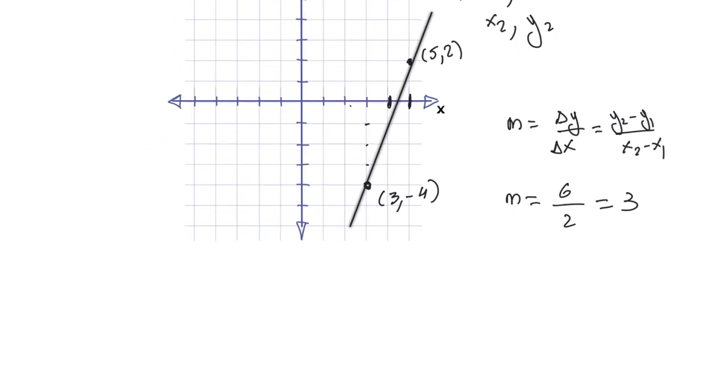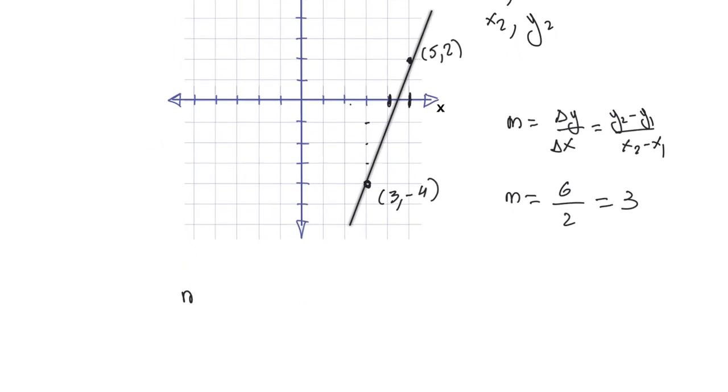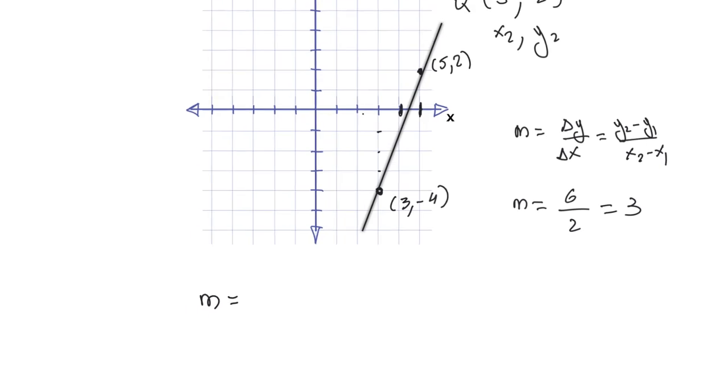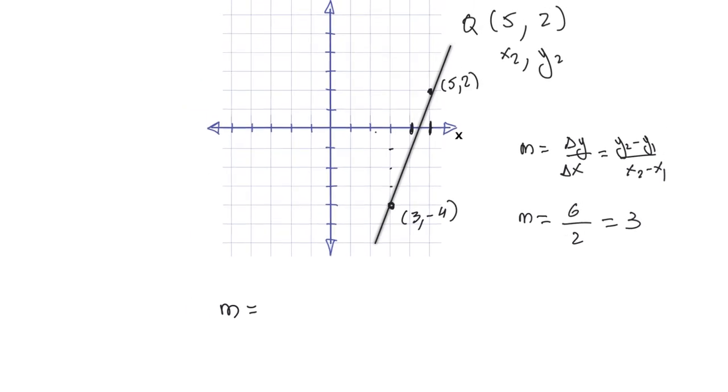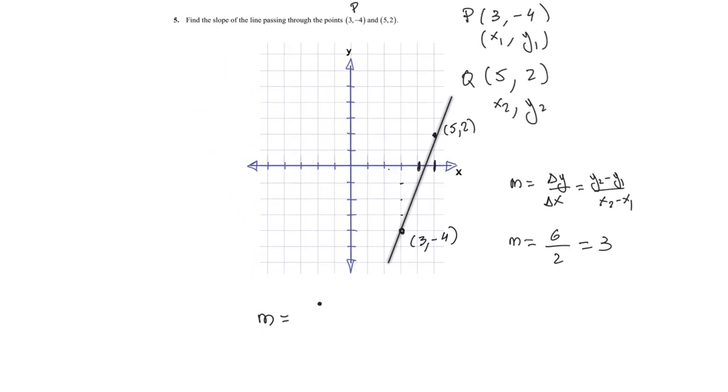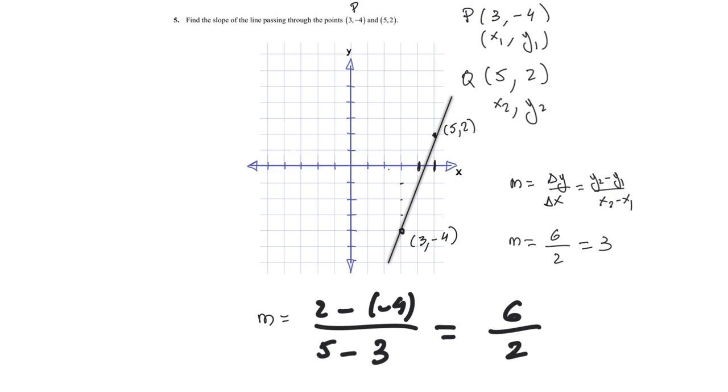Let's do it applying the formula. The m is y2 minus y1. y2 is 2, minus y1 which is minus 4, divided by x2, which is 5, minus x1, which is 3. 2 minus minus 4 is 6. 6 divided by 5 minus 3, which is 2. 6 divided by 2 is 3. So we found the slope of this line.